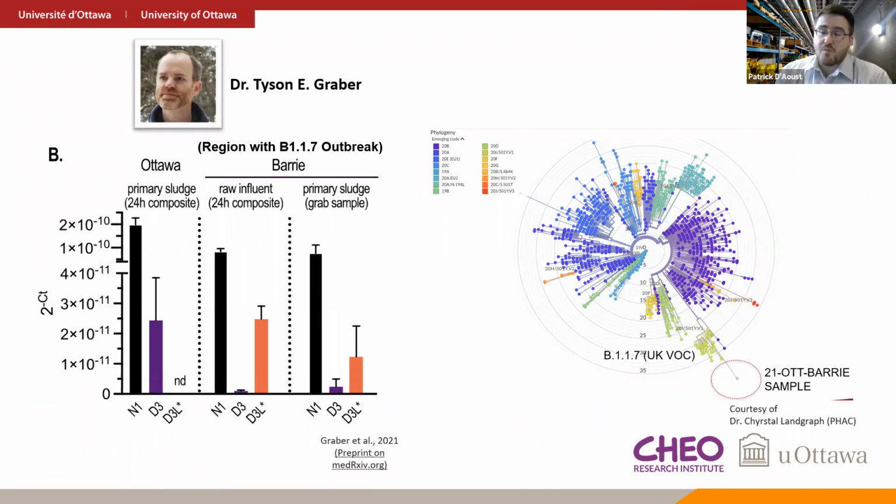Just as one point, the way we validated the assay for the UK variant in Barrie, we also did sequencing, metagenomics, on the actual samples that we got. Right here on the bottom right, we found a specific allele that was confirmed to be the UK variant in our samples.